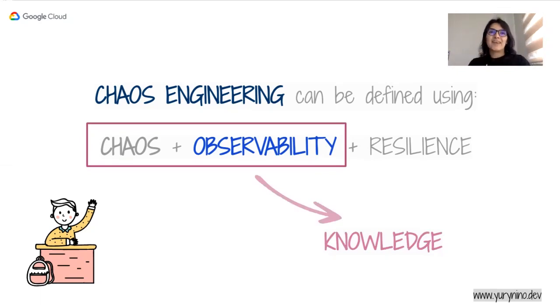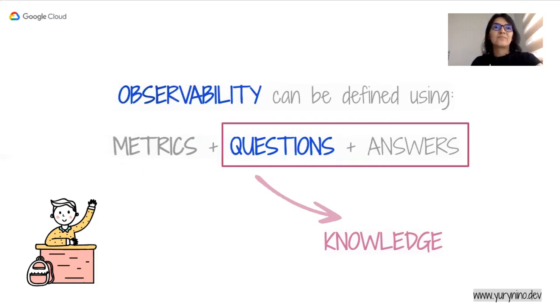there is an important concept I am talking about, knowledge. Specifically, chaos plus observability give us the parts for defining knowledge in this context. If we identify that something is not normal with our system and we are able to determine how our system will respond to a chaotic situation, we could say that we know the system. Precisely, knowledge is the concept that connects these two concepts, chaos engineering and observability.